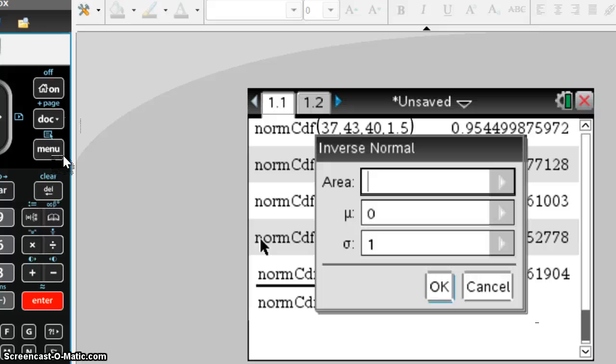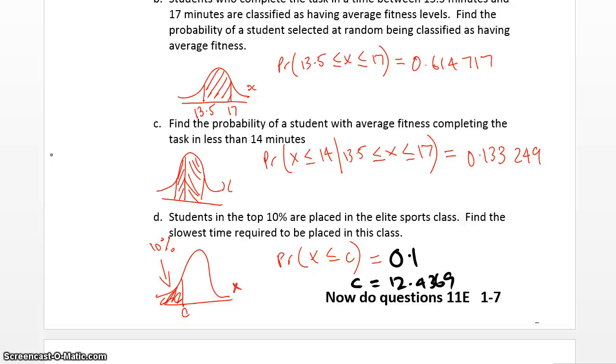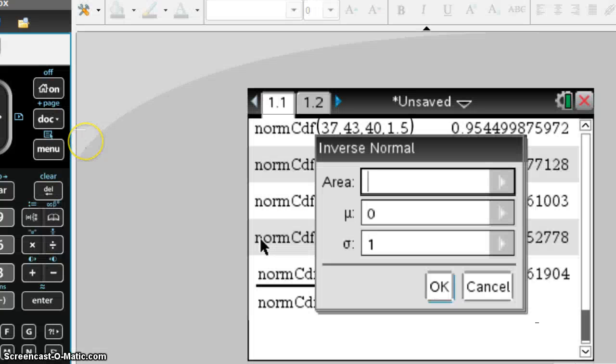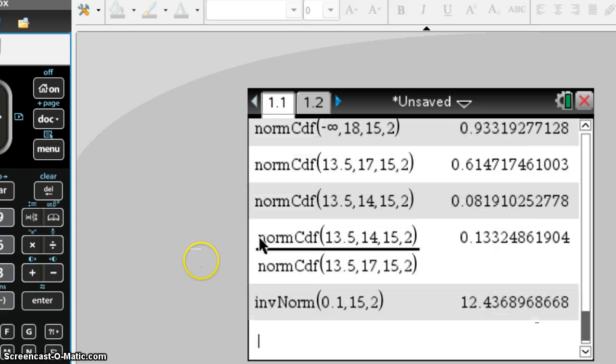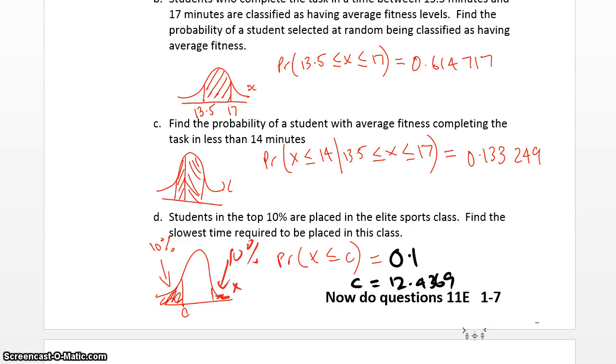It asks me to find the area. Now we need to be really careful with this one. It asks for the area from the left hand side, which means I have to give it from here. If I had the top 10%, or the slowest 10%, up here, then I wouldn't be able to put in the area of 0.1. I would actually have to put the area of 0.9 because it asks it from the left. Okay, but for me, I'm going to put 0.1. My mean is 15 and my standard deviation is 2. So therefore, 12.44 is the slowest time that students can complete the endurance task in order to be considered in the elite sports class.